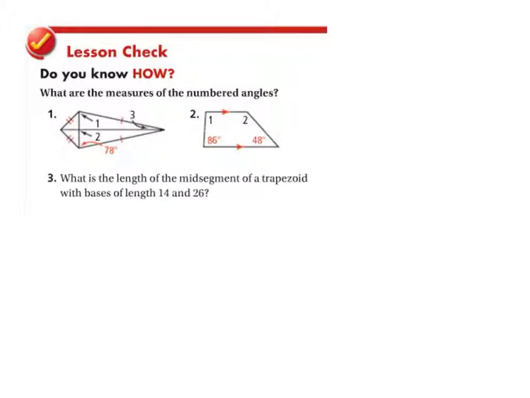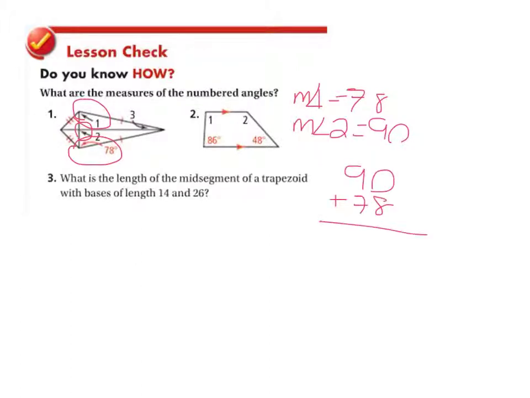All right, so we've got angle 1, angle 2, and angle 3, and this one is 78. So if we look at number 1, if this one here is 78, then we know that angle 1 is 78. So the measure of angle 1 is 78. Now, the measure of angle 2 is 90 right here, so we can figure out 3. So we've got 90 plus 78, which is going to give us 168. So the measure of angle 3 is going to have to be 12, because it's going to equal 180. Oops, 12, not 18.